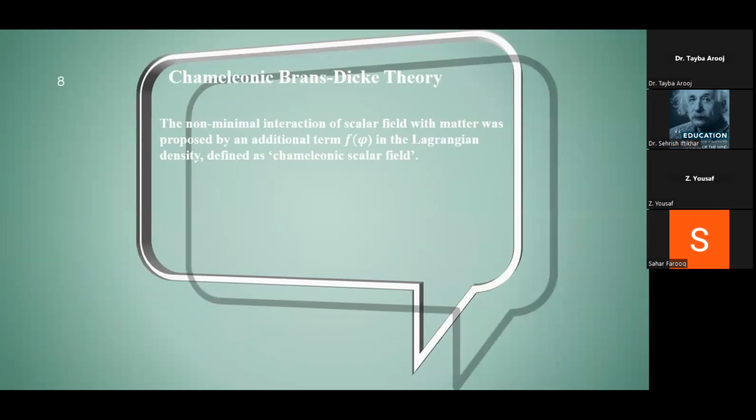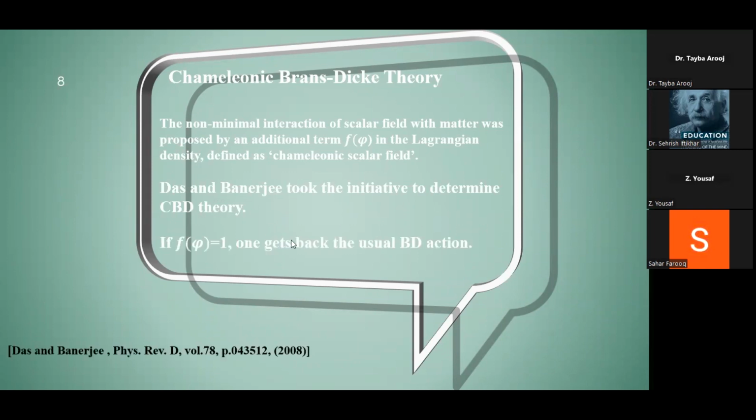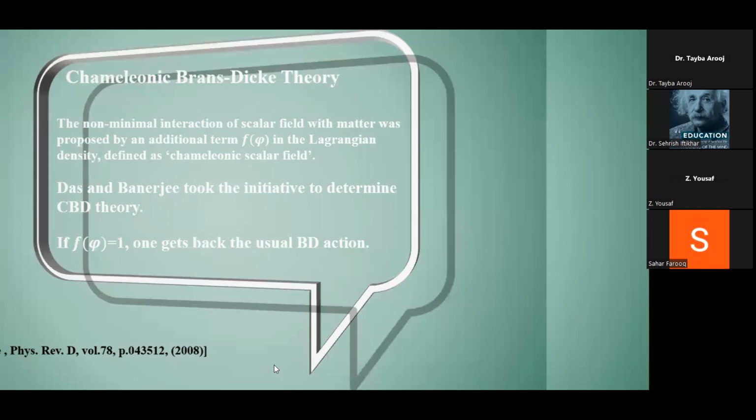Okay. So what is chameleonic Brans-Dicke theory, CBD theory? The non-minimal interaction of a scalar field with matter was proposed by an additional term f of phi in the Lagrangian density. It is called a chameleonic scalar field. And what is f of phi? Actually, it is an analytic function of the scalar field. Das and Banerji took the initiative to determine CBD theory, and if f of phi is equal to 1, one can get the usual BD theory. Das presented this result in 2008.